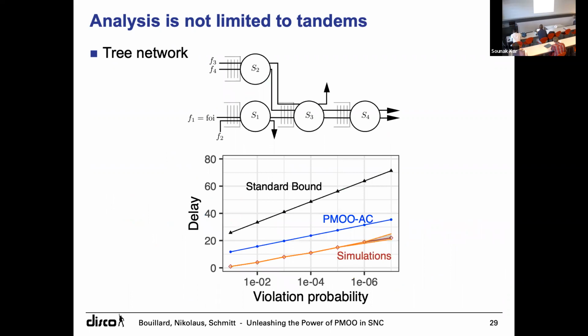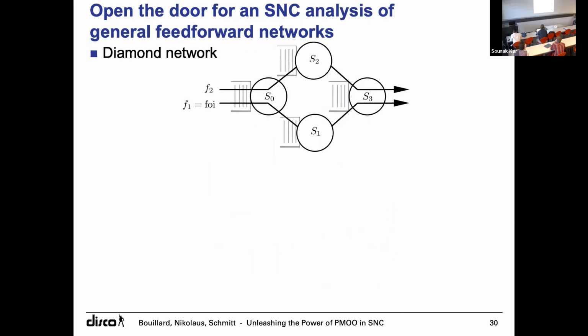Yeah. So looking at the impact on the accuracy of the bounds, we again observe a substantial improvement in comparison to the state of the art. Actually, there's more to that. The analysis is not limited to tree reducible networks. In fact, we open the door for a first step for a general feed-forward network. In order to exemplify this, we look at the following so-called diamond network.